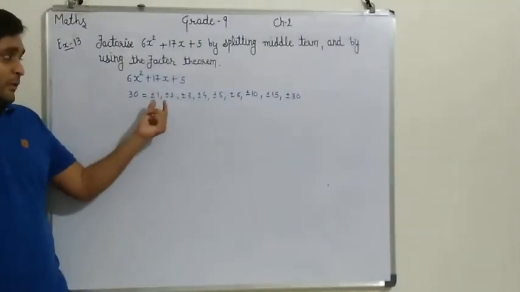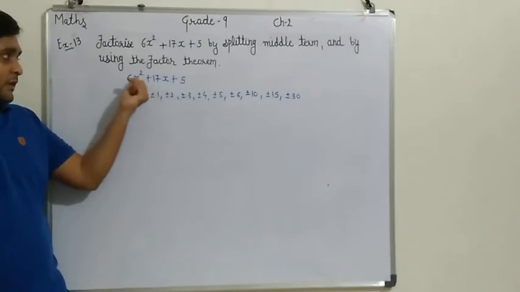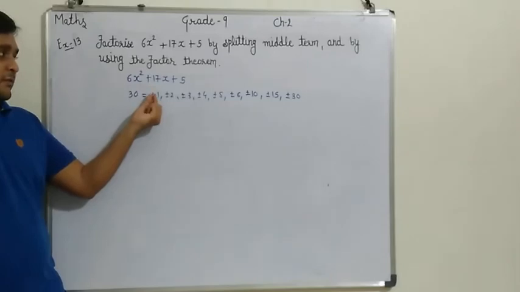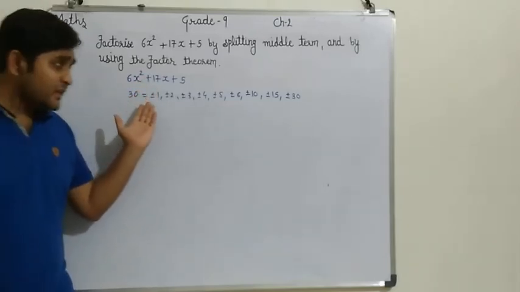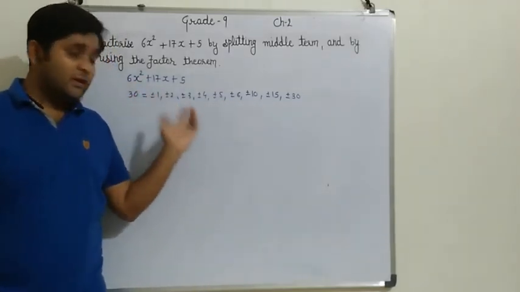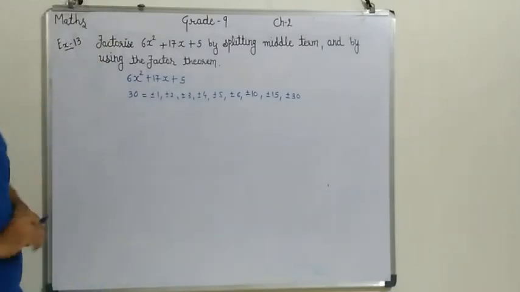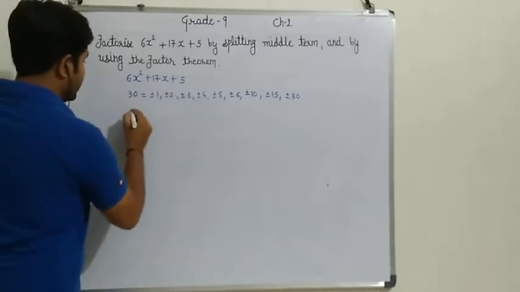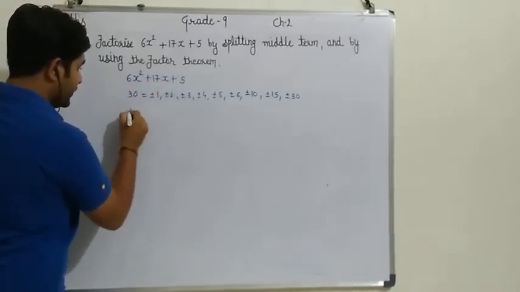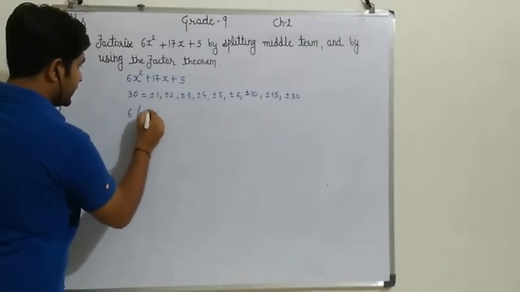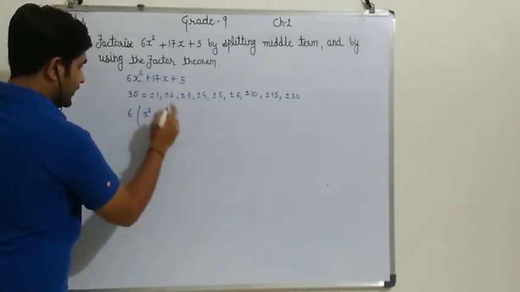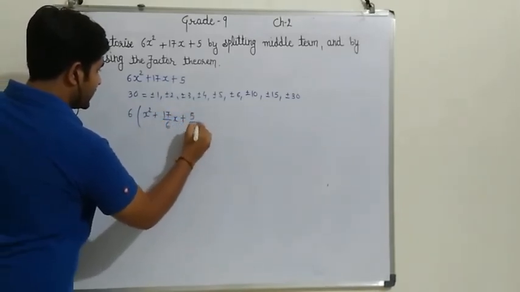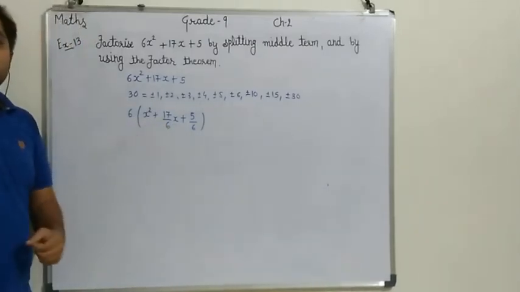Now what do we have to do? We have to put the value of each in the polynomial, and if the answer is 0, we can say that this is a factor of the given polynomial. But there are so many factors, so we have to check all. It is a little bit complicated. So from this polynomial, take 6 as common. In the bracket what remains? x square, and 17 by 6 x plus 5 by 6. Okay, this is our new polynomial.